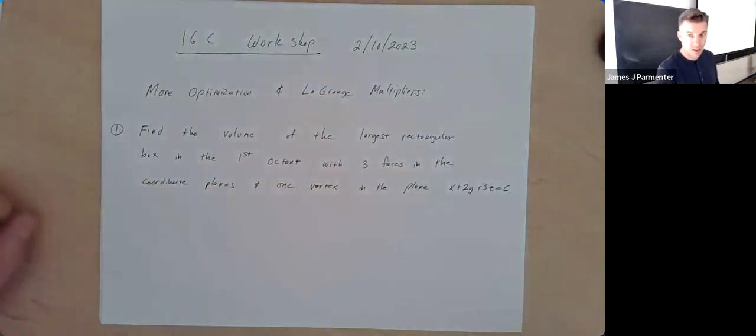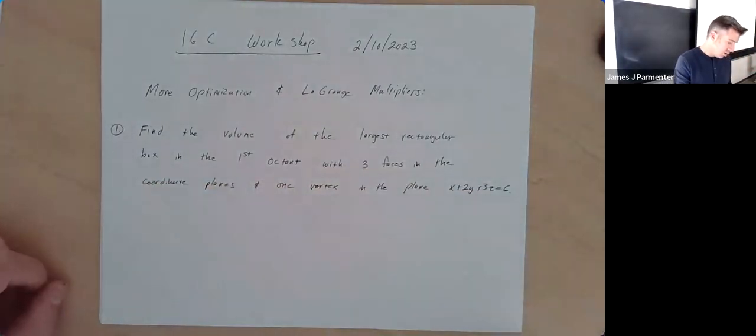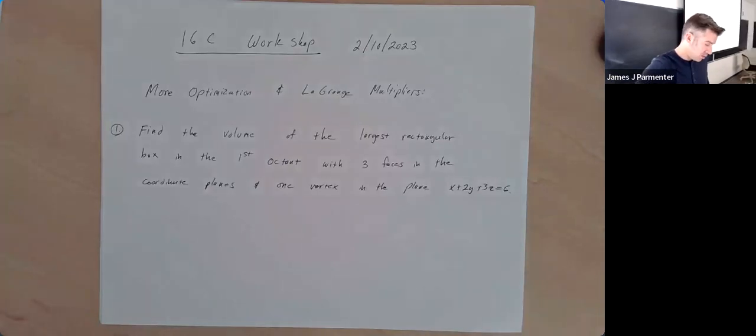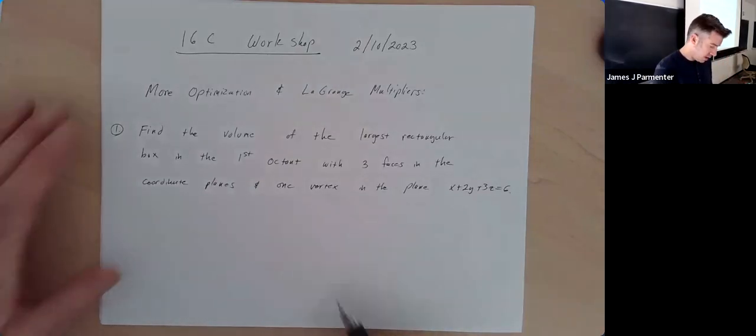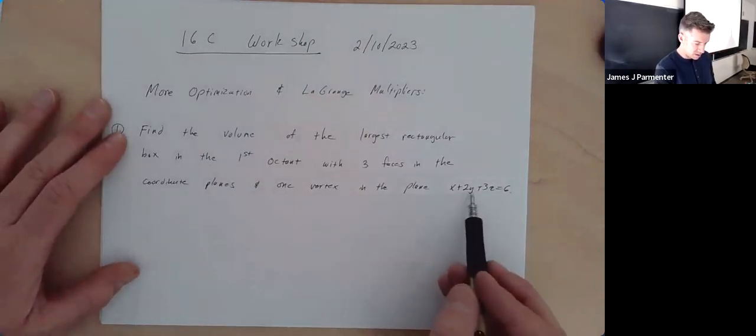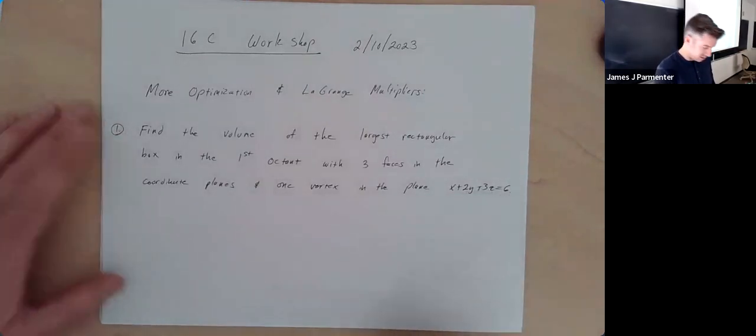Okay, here's the setup. We want to find the volume of the largest rectangular box in the first octant with 3 faces in the coordinate planes, meaning sitting on the floor, the side, and the back, and 1 vertex in the plane x plus 2y plus 3z equals 6. So we're going to draw a little picture.